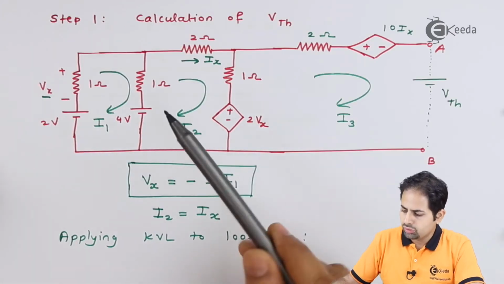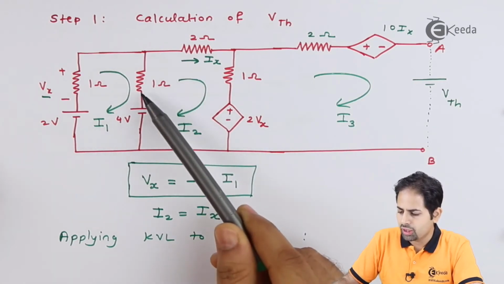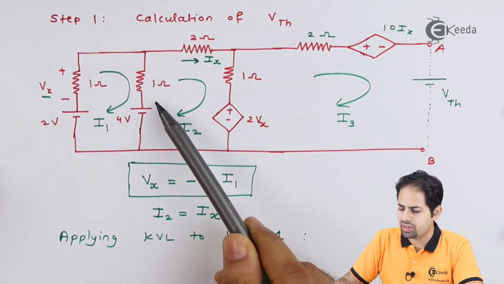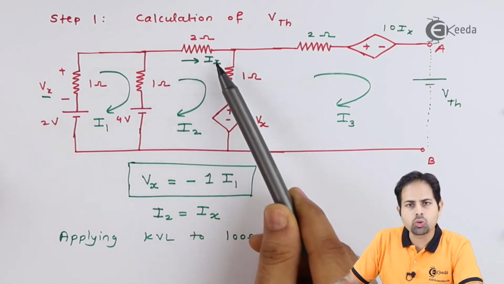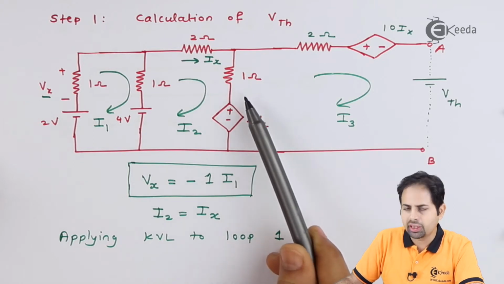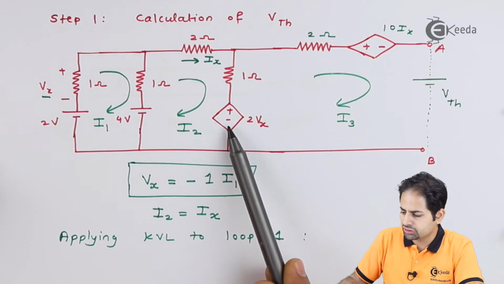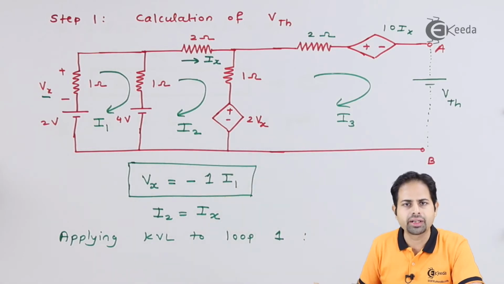Here in loop 2, again, if you follow this clockwise direction, you'll get plus 4, then minus 1 into I2 minus I1, then minus 2 into I2. I2 is nothing but Ix. Then again minus 1 into I2 because I3 is 0. And then this voltage source from positive to negative will be considered as negative. So we will solve the equation. First we will write the equation, and then we will solve both the equations.